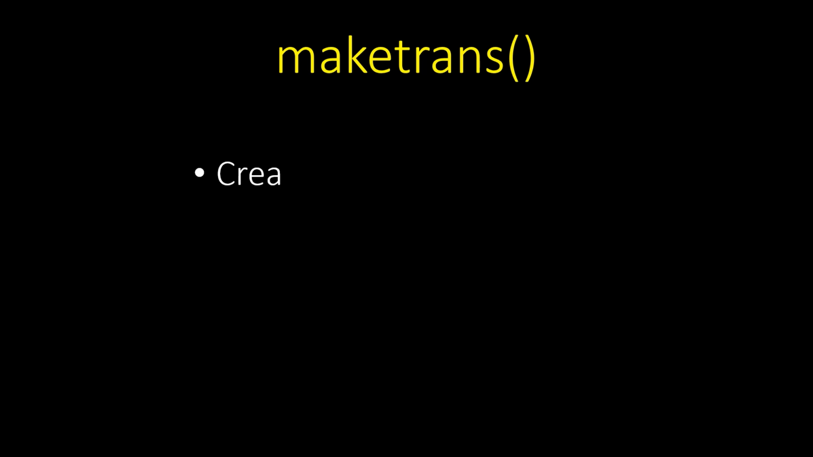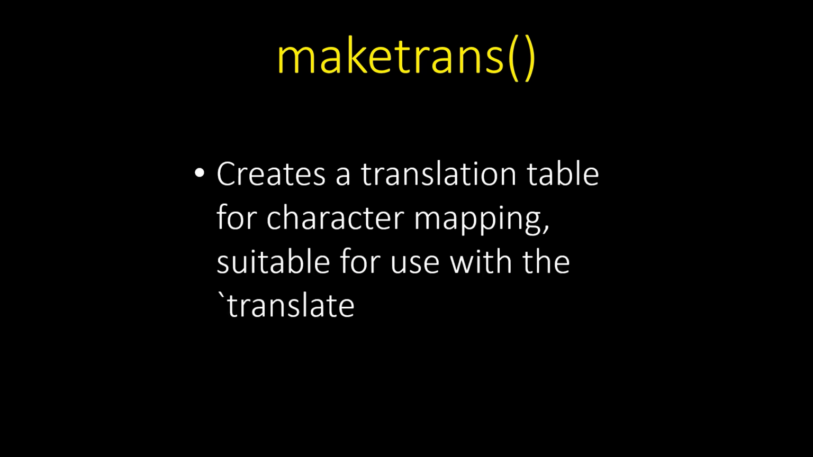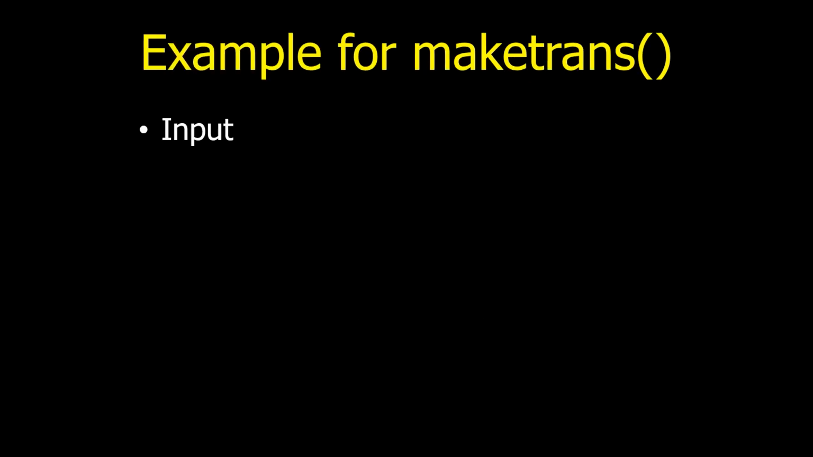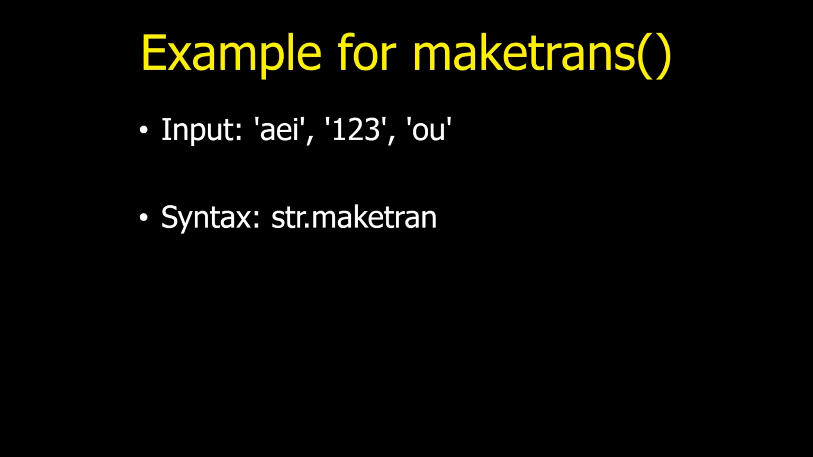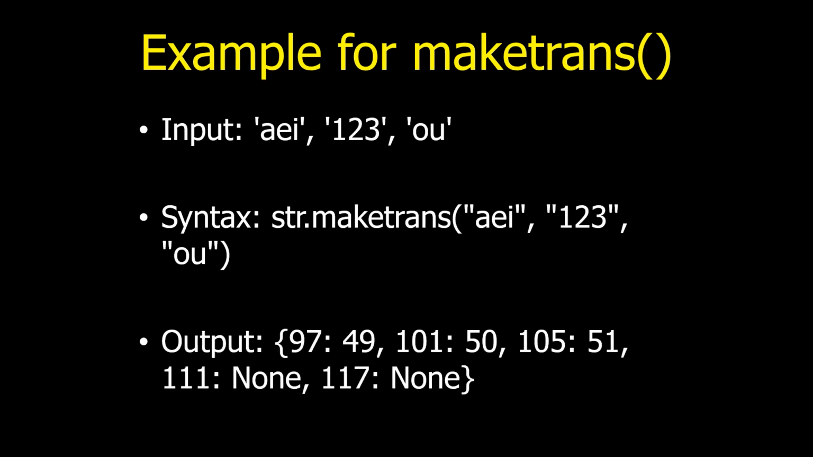Last but certainly not least, maketrans is a gem. It creates a translation table. For instance, creating a table that translates A to 1, E to 2, and I to 3, while removing O and U, opens up fascinating text transformation opportunities.